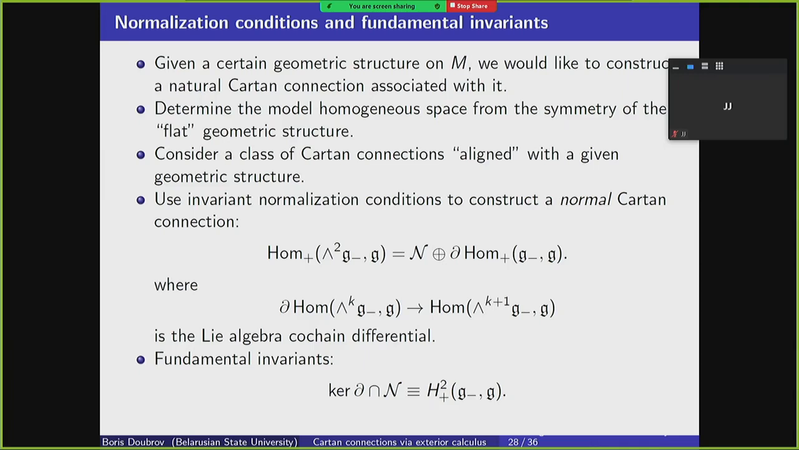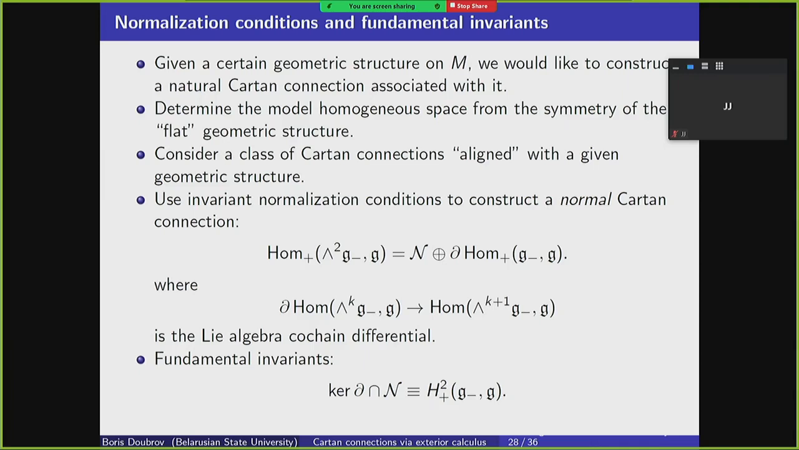Yes? Can I ask something? You have this picture for the normal Cartan connection, but this picture essentially is nothing other than the Spencer cohomology that you have, or when you have this structure, you have a normalization condition about the canonical connection. So actually this is Spencer cohomology. I think that is also a special property of Cartan connection.